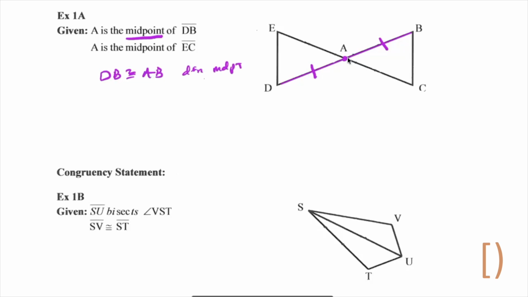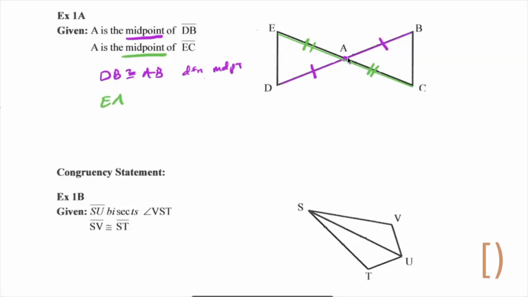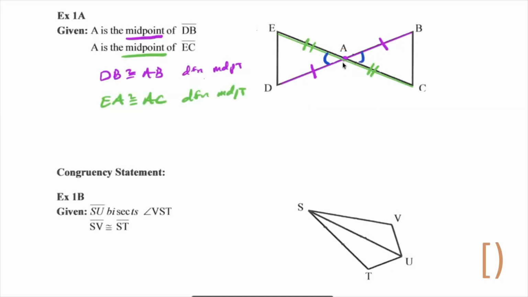Likewise, if A is the midpoint of EC, then that means that this side must be equal to this side. So EA must be congruent to AC by the definition of midpoint. Now we still don't have it. The only thing we know now is side, angle, side. I have side and side. I've got two sides congruent, but is this angle congruent? It is, right? This angle here is congruent to this angle here because of vertical angles. Those are vertical angles, right? They're right across from each other.